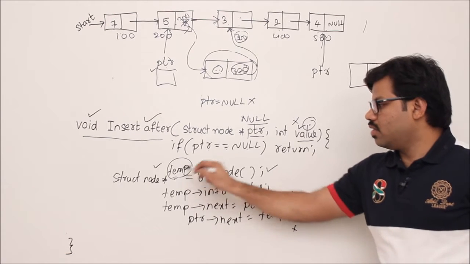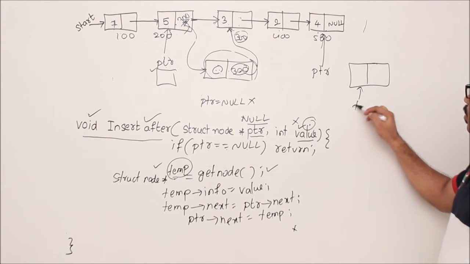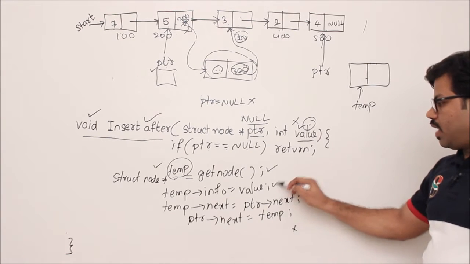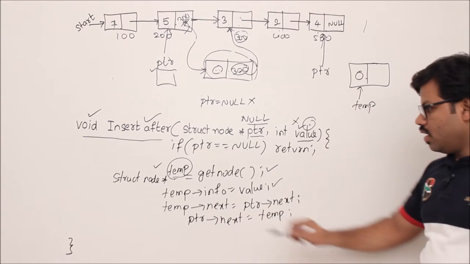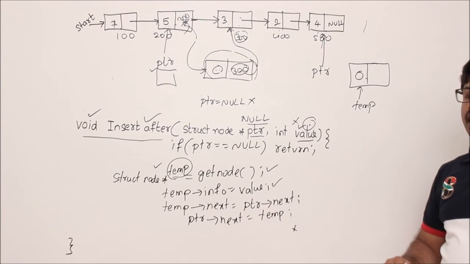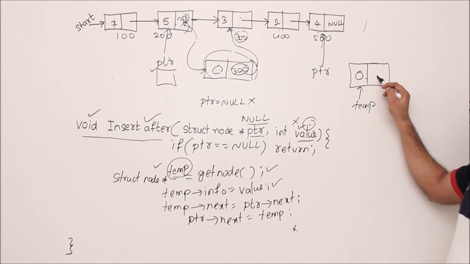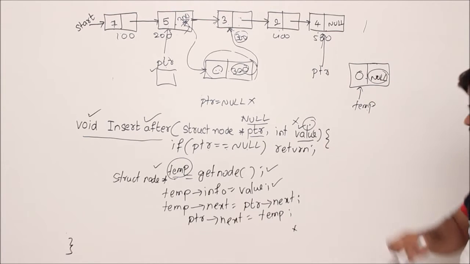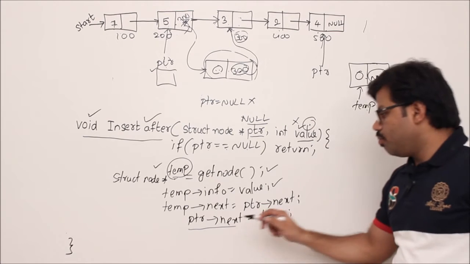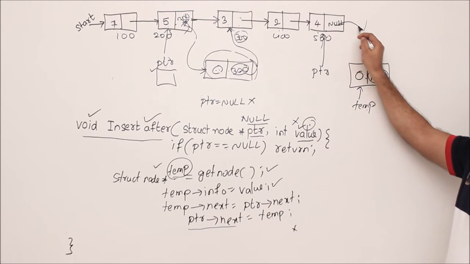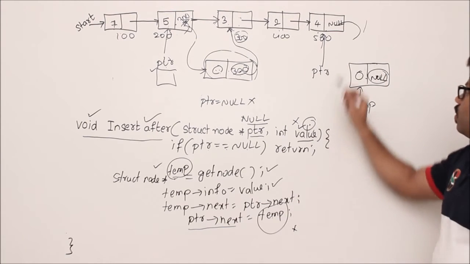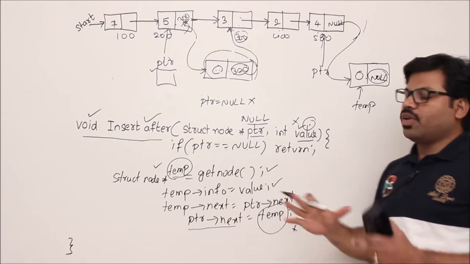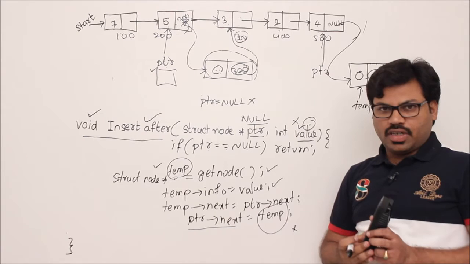Then the address will be given to temp, then temp is going to be used for accessing this memory box. Next step, temp->info = value, pretty fine. Then temp->next = ptr->next, that means temp->next is going to get null. After that, this one, ptr->next, you are linking up to temp, so temp is nothing but this box, perfect. So this method is perfectly working for every possibility, right?